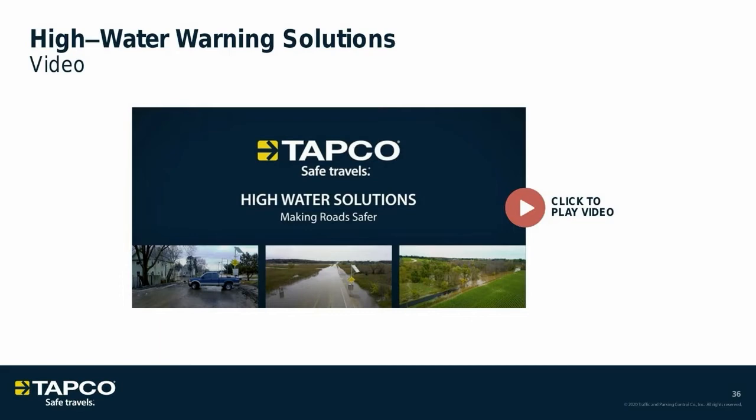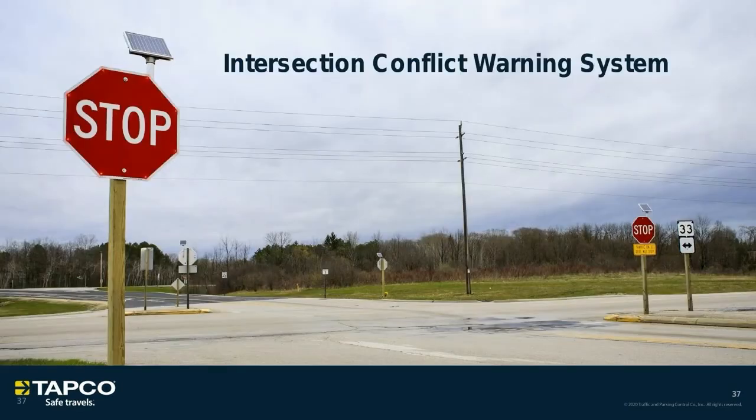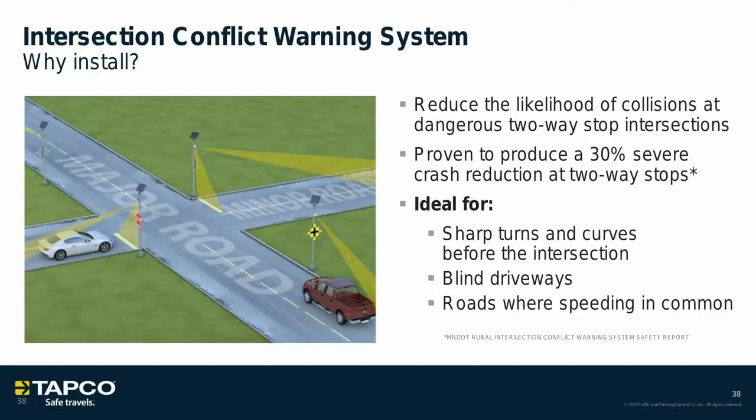Our third system that we want to go over today is our intersection conflict warning system. We're seeing some higher interest of this system in the Southeast, especially in some of these rural highways. So the way that it works and why to install this is it's going to reduce the likelihood of any collisions at a two-way stop intersection. So when you have a major road that does not stop and then two minor roads that approach that intersection.